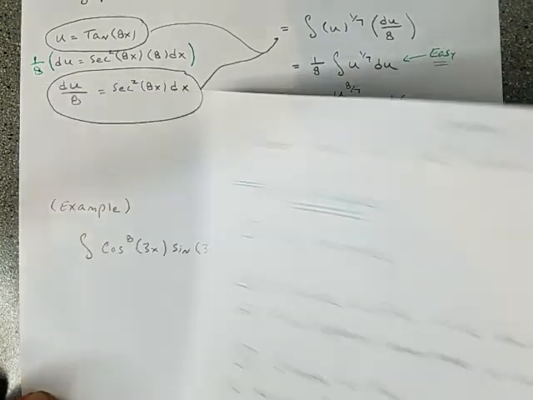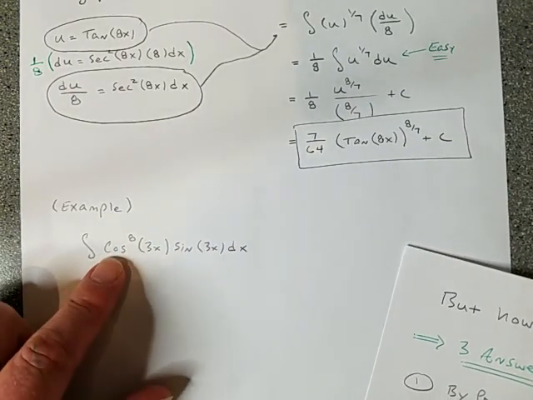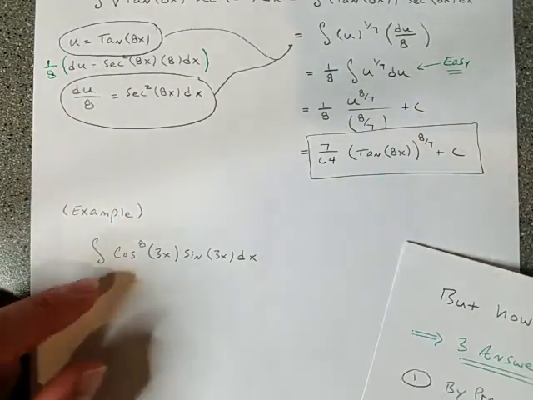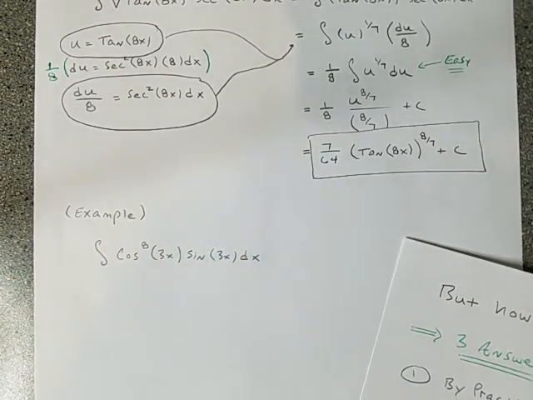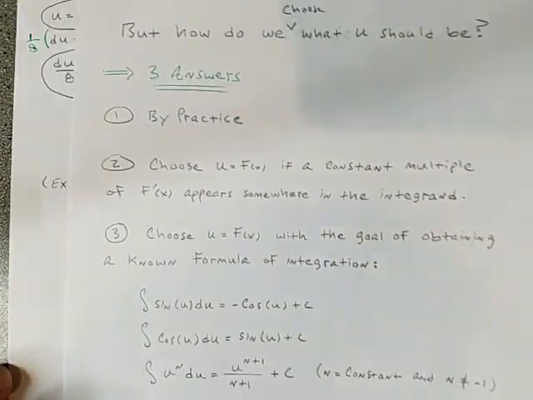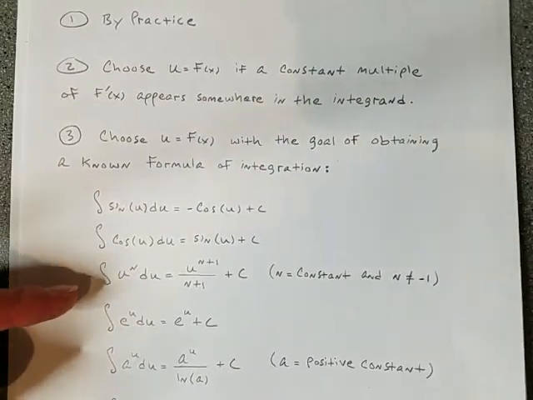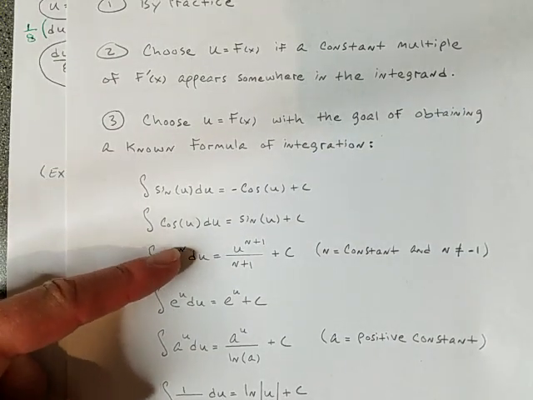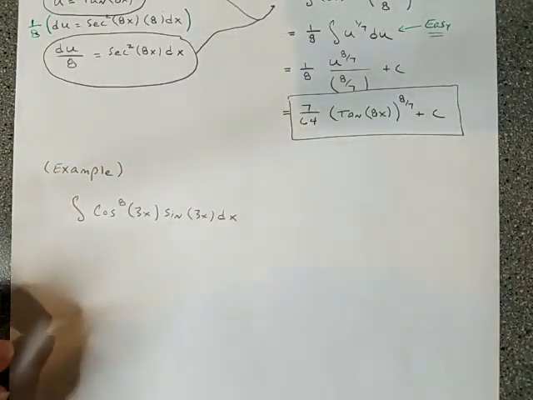Let's see. What should u be, 3x? Or should u be cosine of 3x? Let's see. Well, the derivative of cosine is negative sine. I think that's the way we want it to be. But what's the other strategy? Choose u with the goal of obtaining some known formula. I think this one will be u to the 8th power. That's what I think. But I can see it either way.